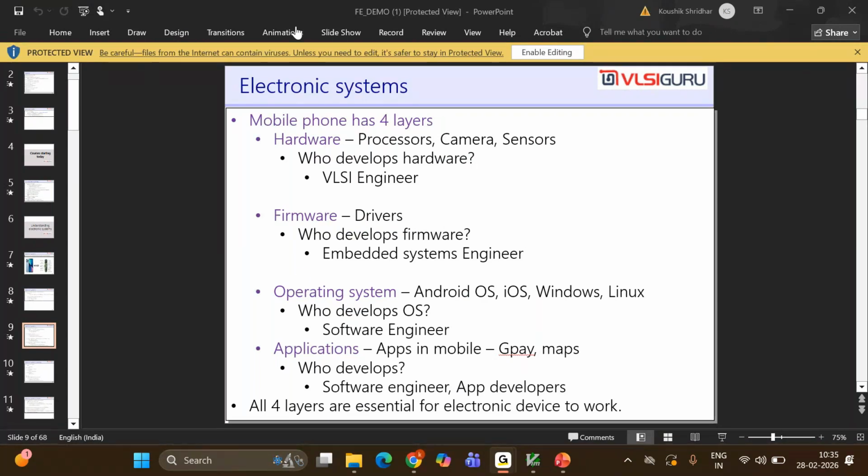So the operating system, you will never come across in your work. Examples of operating systems in electronic devices are Android OS, iOS, Windows, Linux. So who develops the OS? Software engineers will develop the OS. Application examples are Google Pay, PhonePe, Maps, Microsoft PowerPoint. Software engineers or app developers will develop these applications. Out of all of these 4 layers in an electronic system, such as a mobile phone, you are only worried about the hardware point of view.